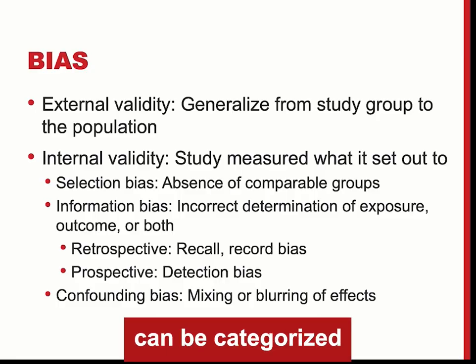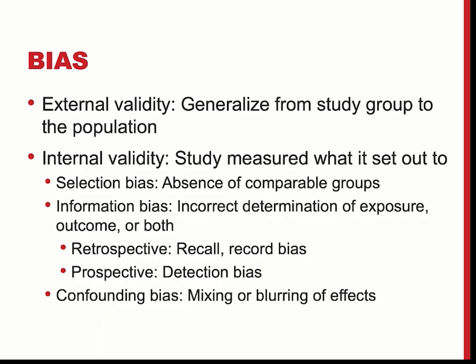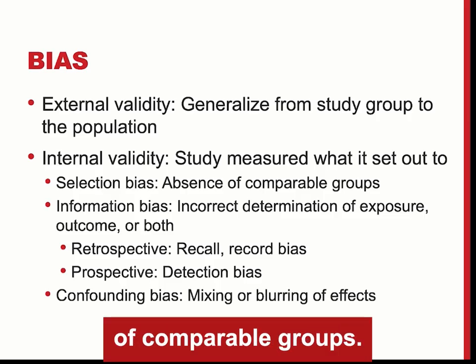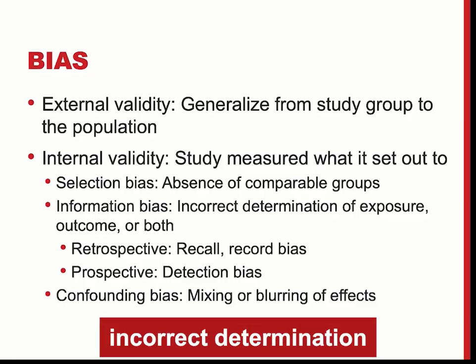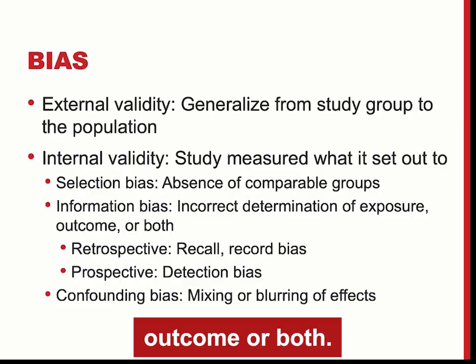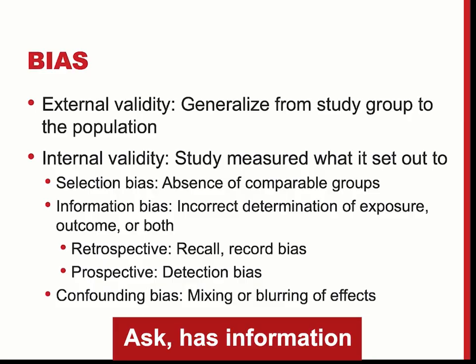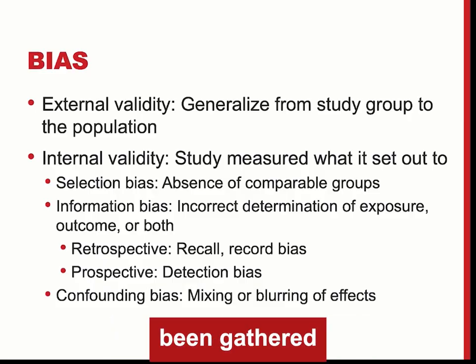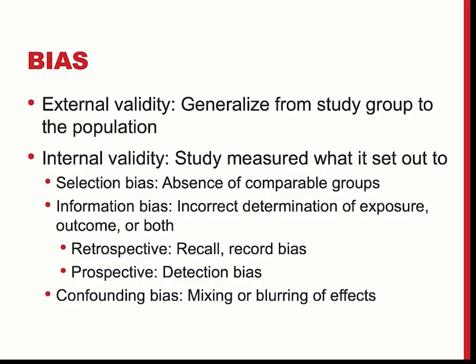Types of bias can be categorized into one of three categories. These are selection bias, information bias, and confounding bias. Selection bias is the absence of comparable groups. Ask, are the groups similar in all important respects? Information bias is the incorrect determination of exposure, outcome, or both. This is also known as observation bias, classification bias, measurement bias, or ascertainment bias. Ask, has information been gathered in the same way, and is the information bias random or in one direction?